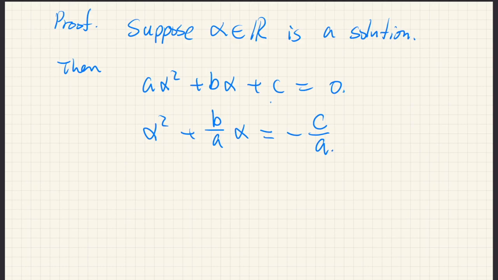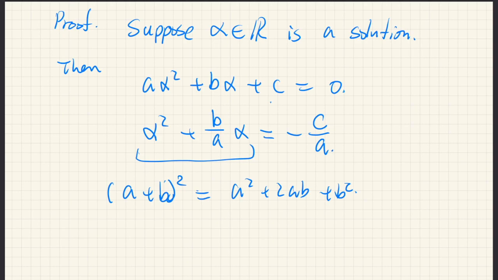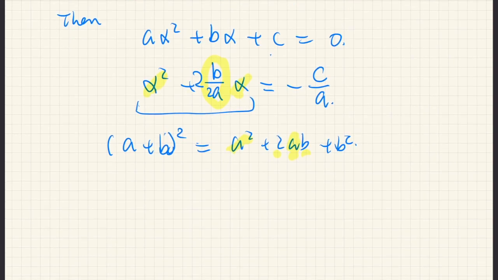Okay. Now, let's complete the square of this part. If you remember this formula, a plus b squared is equal to a squared plus 2ab plus b squared. So this a squared corresponds to alpha squared, and this alpha corresponds to a here. This 2 times b should correspond to this term, but we have no 2, so why don't we just multiply by 2 and divide by 2? So we have this part, but this part is missing. So let's add this part to both sides.